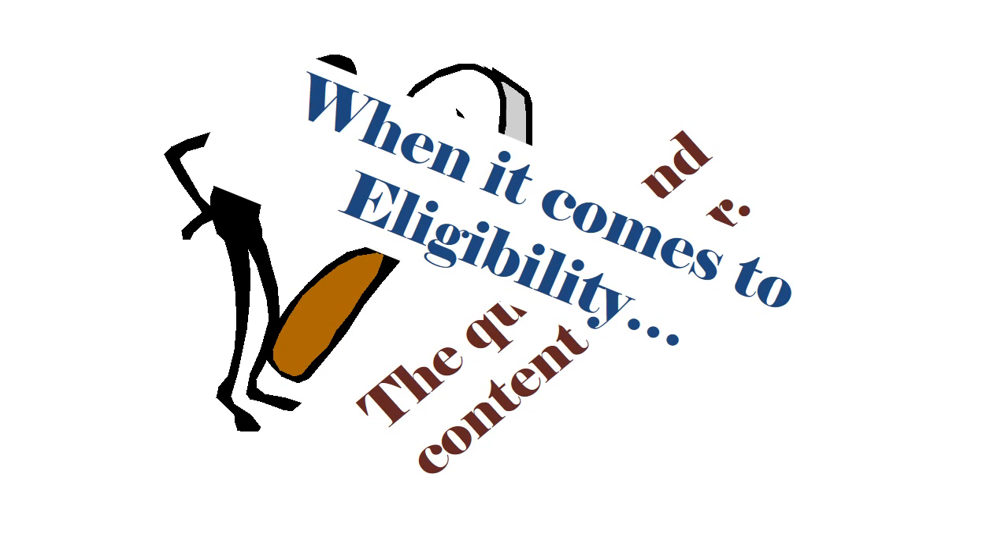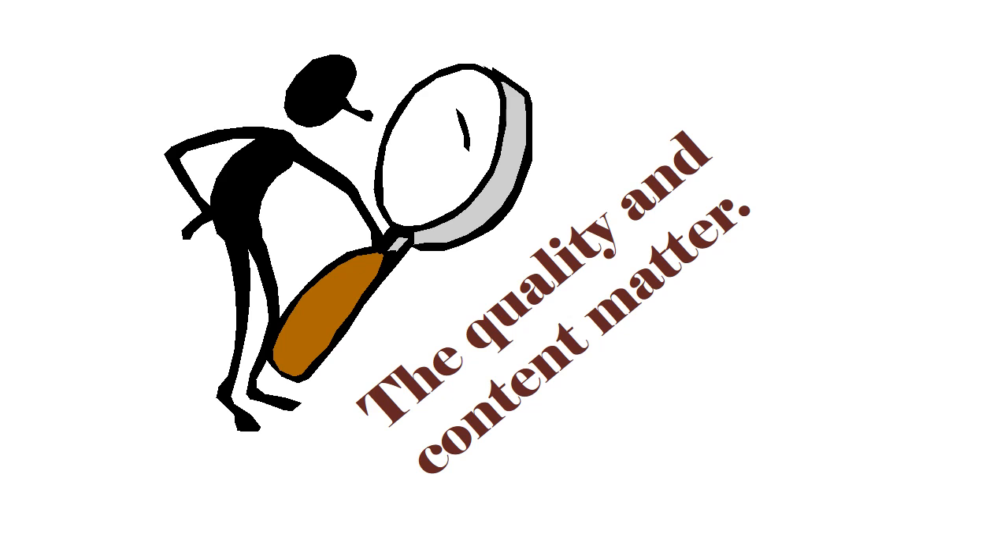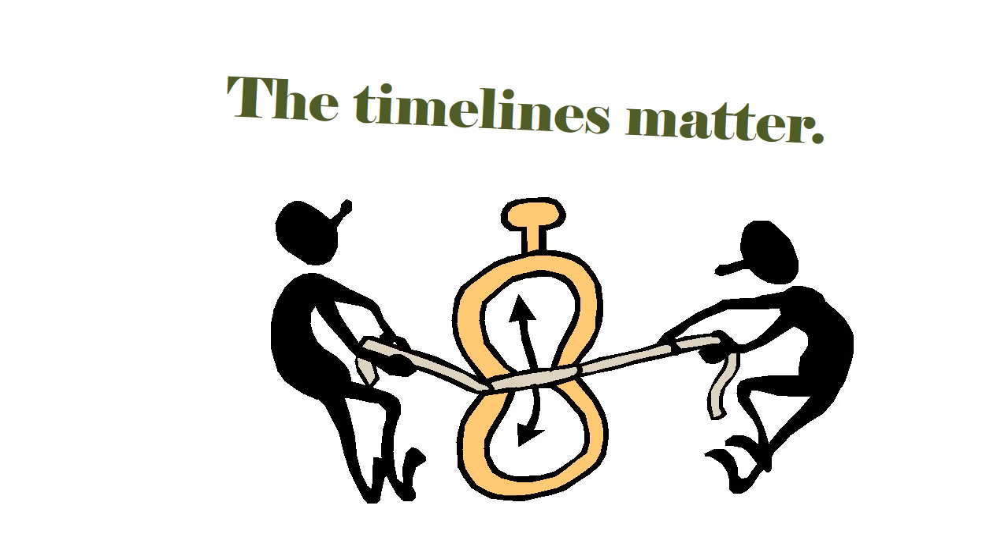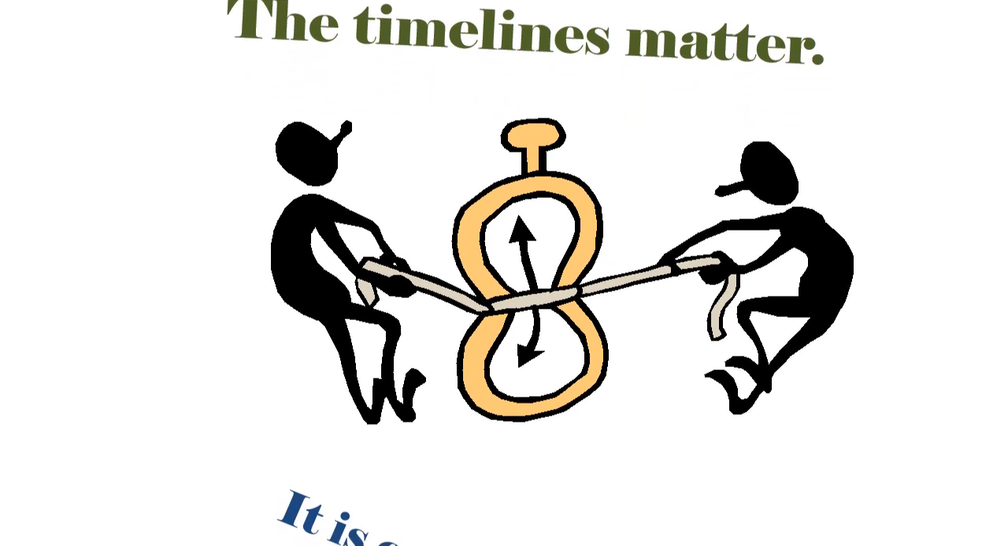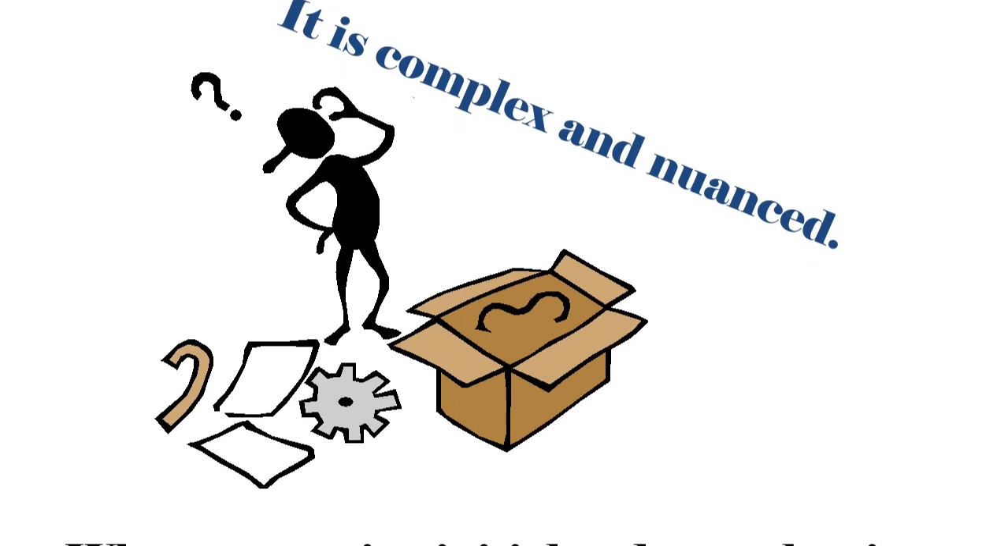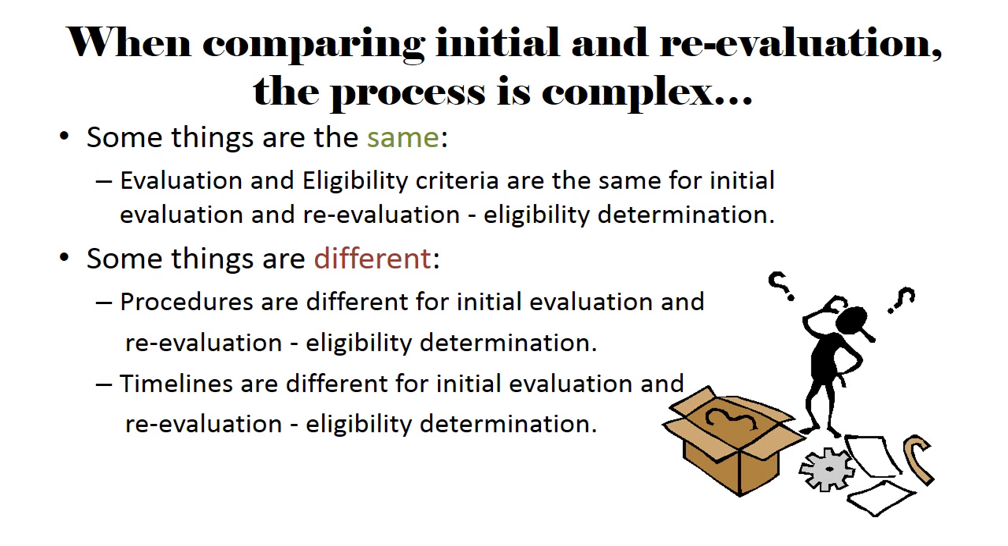When it comes to eligibility, the quality and content matter. The timelines matter. It is complex and nuanced. When comparing initial and reevaluation, the process is complex.